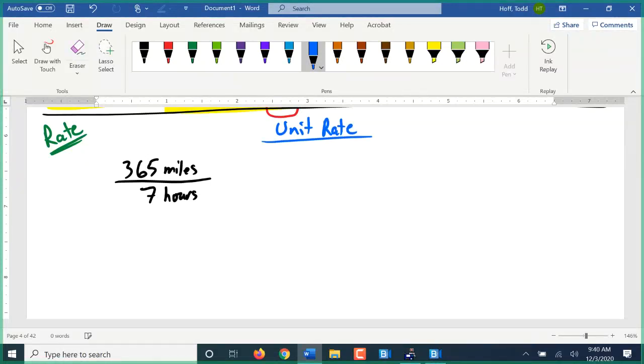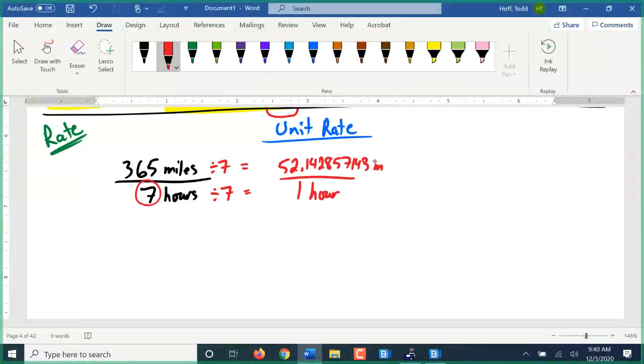The way you reduce it to a unit rate is you take the number that's in the denominator, the bottom number, the 7, and you divide by it. So 7 hours divided by 7, that's just 1 hour. 365 miles divided by 7, what is that? 52.142857 approximately miles. So there we have it as a unit rate. The bottom number, the second number, is a single unit, 1 hour.